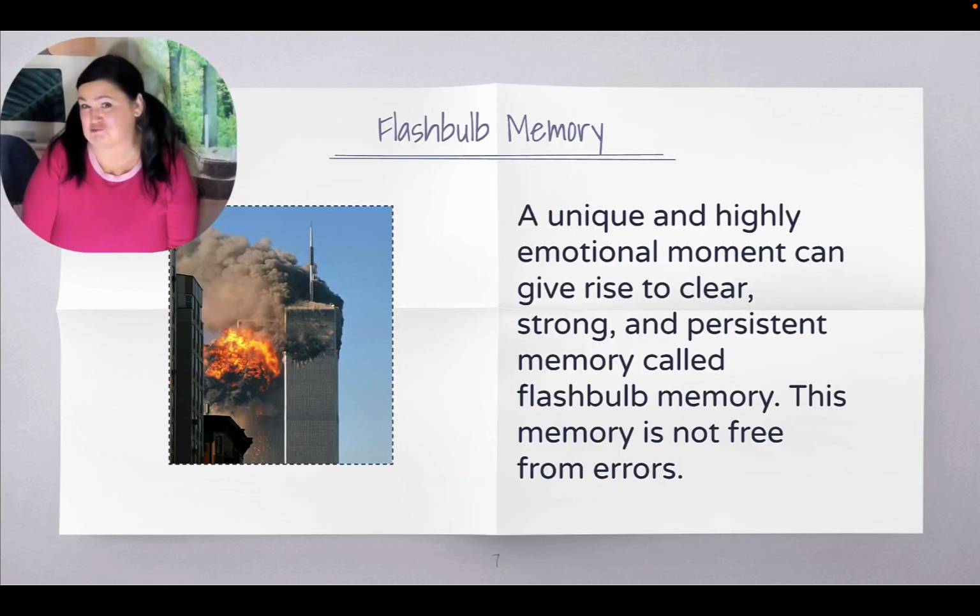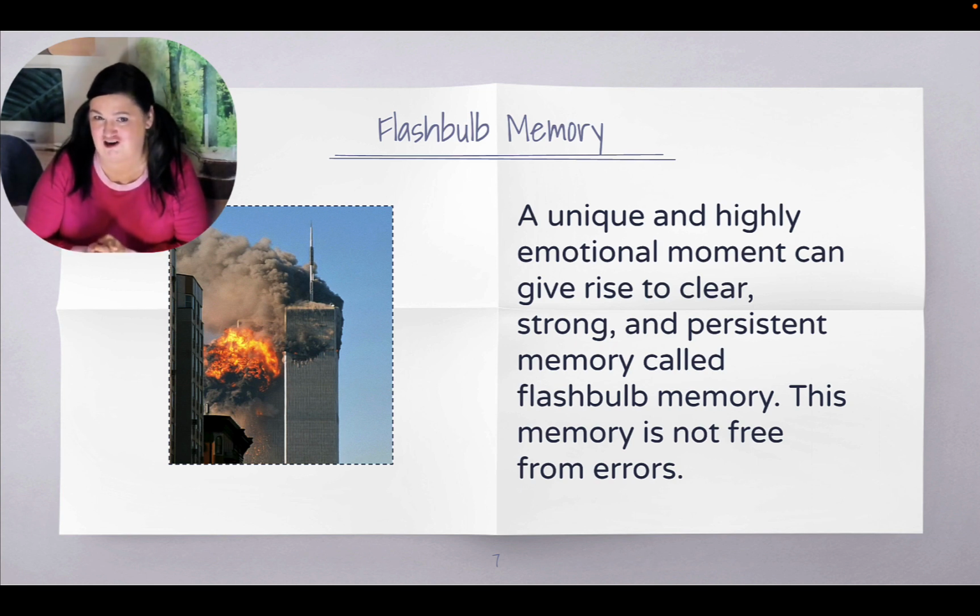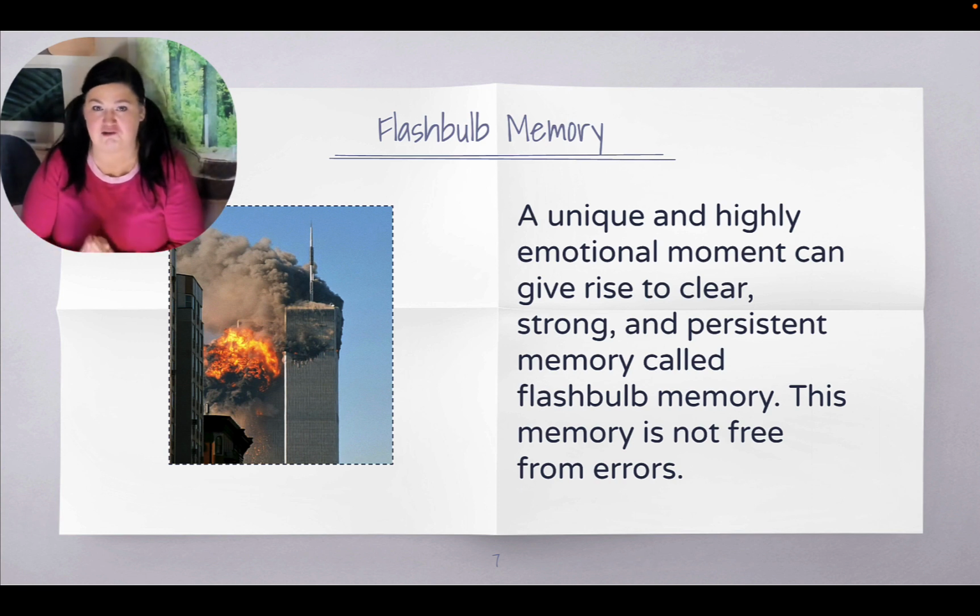So a flashbulb memory is a kind of intense memory. Flashbulb memories are these highly emotional moments in life, and they give rise to a very persistent, strong, and clear memory. However, this type of memory is not free from errors or free from forgetting, but we just tend to remember them because they are so strongly embedded in our minds.